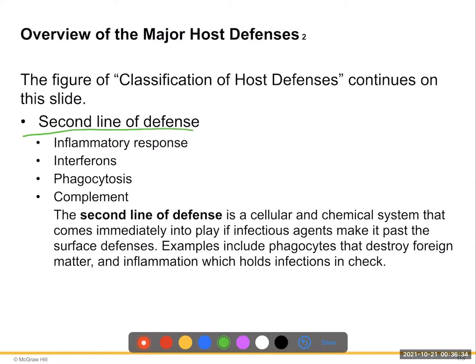Second line of defense is your inflammation response. This can only occur after it gets through the first line of defense. Then you get inflammation, the interference we talked about going through a cascade, phagocytosis, and the complement system. Second line of defense is a cellular and chemical system that comes immediately into play if the infectious agent makes it past the surface defenses. It's got to get past the surface defenses first, and then we get the inflammatory response. Examples include phagocytes that destroy foreign matter, and inflammation, which holds infections in check. It keeps it in a certain area. It encapsulates it.